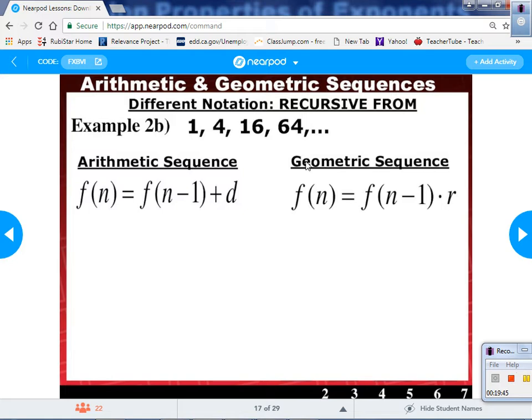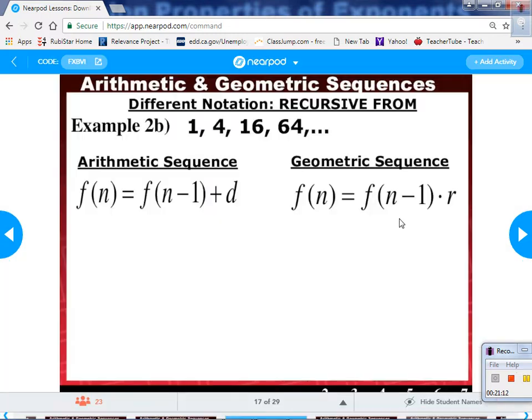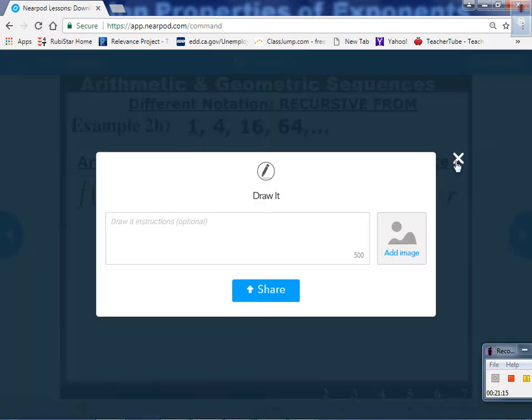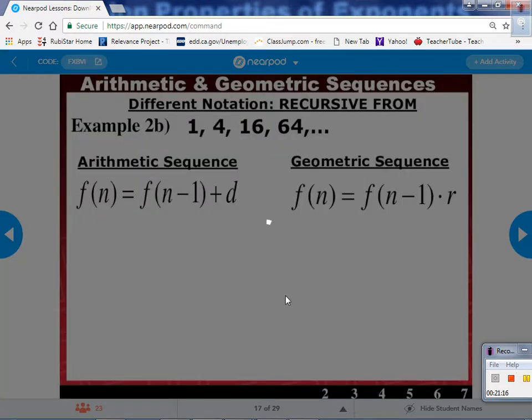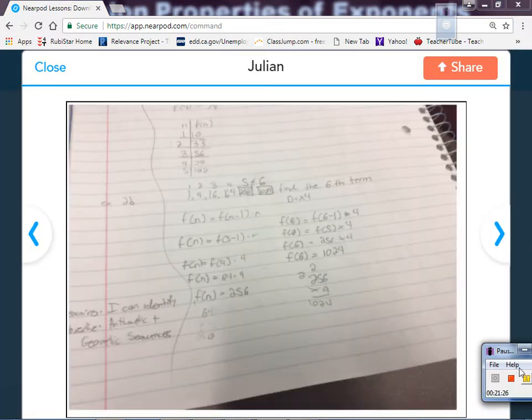Okay, I'm going to leave the other one on my screen over here so you guys can have it as an example, yes? All right, did everybody copy the sequence? 1, 4, 16, and 64. Okay, so at this time I'm going to send you a blank screen. And I want you to take a picture of your work once you find me the sixth term. Ready, go.